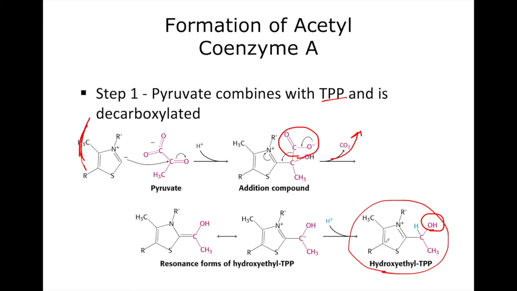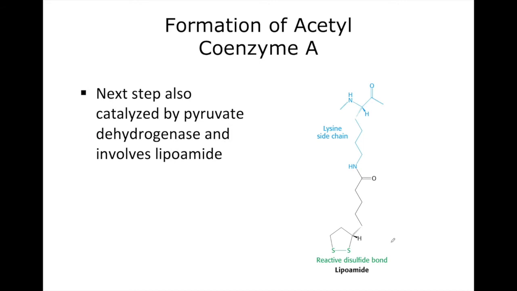So again, this is occurring in the active site of the E1 portion of my pyruvate dehydrogenase complex. It reacts with the TPP. We get an addition reaction and then a decarboxylation. We end up with this hydroxyethyl TPP intermediate, which is covalently bonded to our enzyme. So that's step 1.